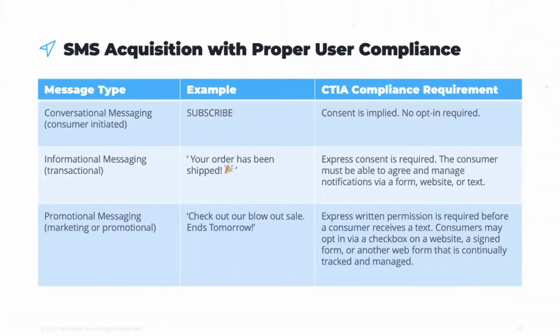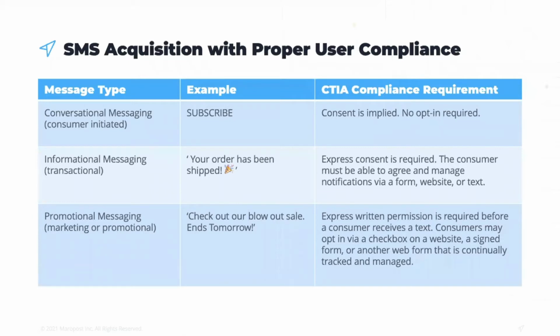The first message type is conversational, which just means that the customer has initiated the messaging. This most often occurs through the use of mobile keyword campaigns and is the point of least friction when acquiring an SMS subscriber, as consent is automatically implied since they messaged you first. That being said, we do have some best practices for the automated responses to a submitted mobile keyword, such as this one example given here, subscribe, on the next slide that we will go over in detail.